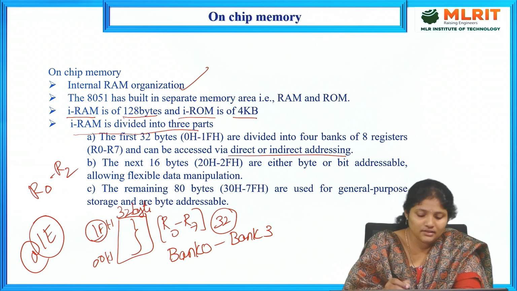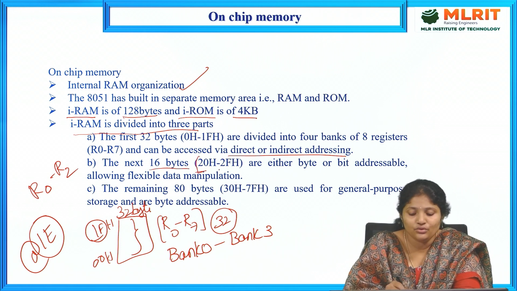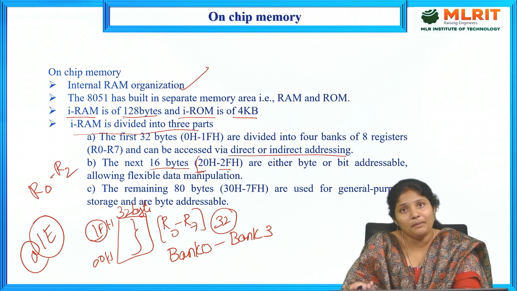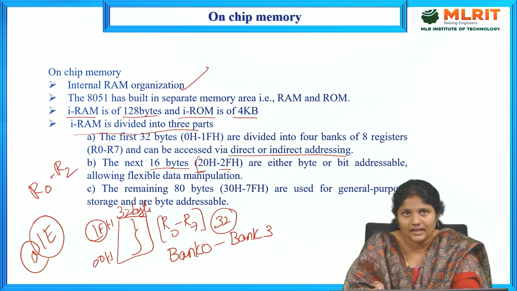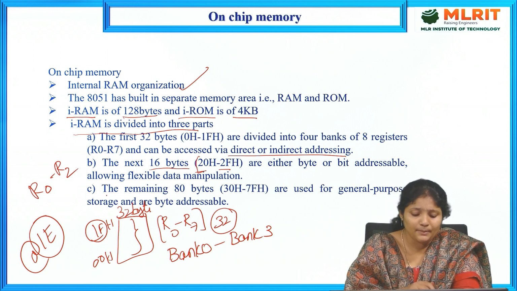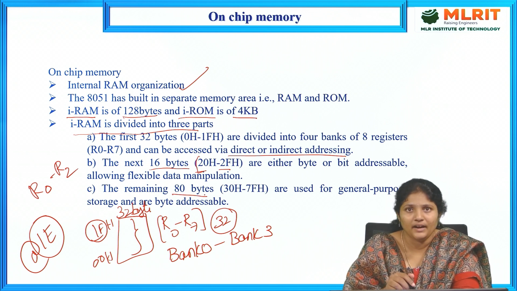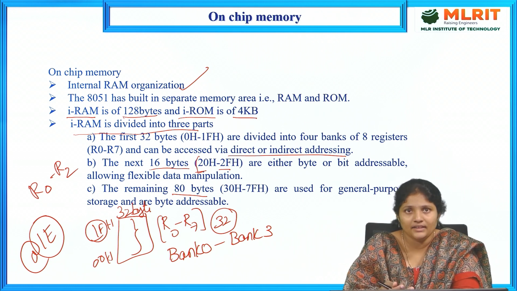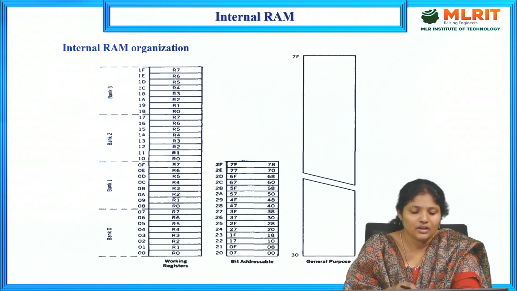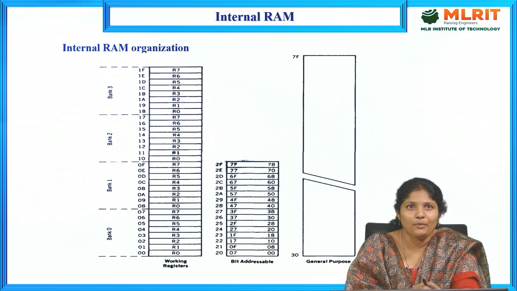The next 16 bytes, with address locations from 20H to 2FH, are either byte addressable or bit addressable. You can address them by using the addresses or by the direct bits. The remaining 80 bytes of the 128 bytes are usually used for general purpose storage and are byte addressable, so you can directly mention the address of that particular memory location. So this is the internal RAM organization.